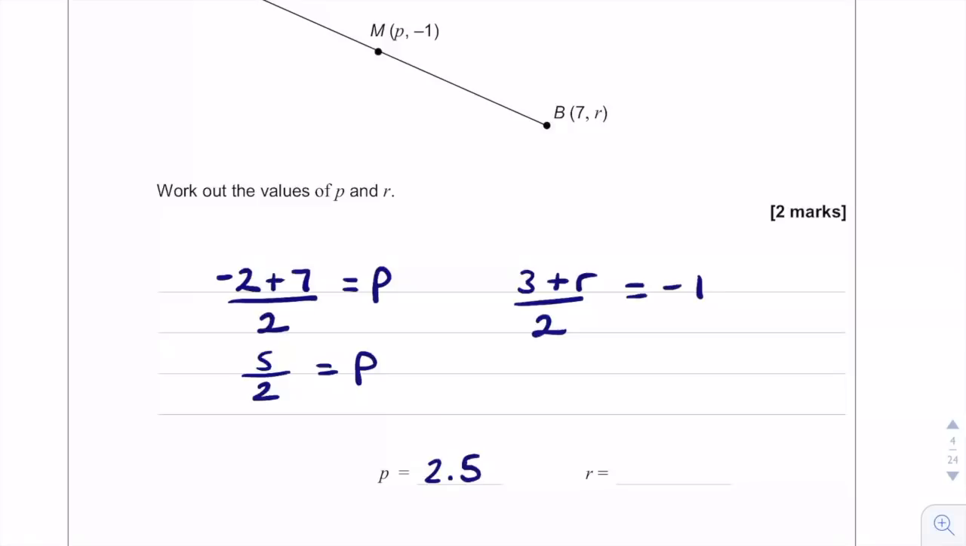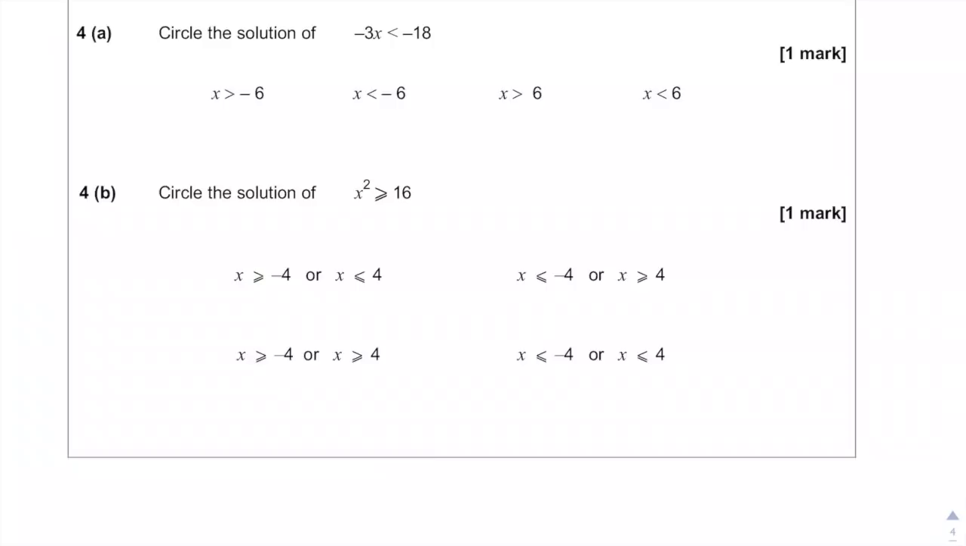To work out R, we can multiply both sides of our equation by 2, so we get 3 + R is equal to -2. And then we can just subtract 3 from both sides. So we get R is equal to -5. That's question 3.